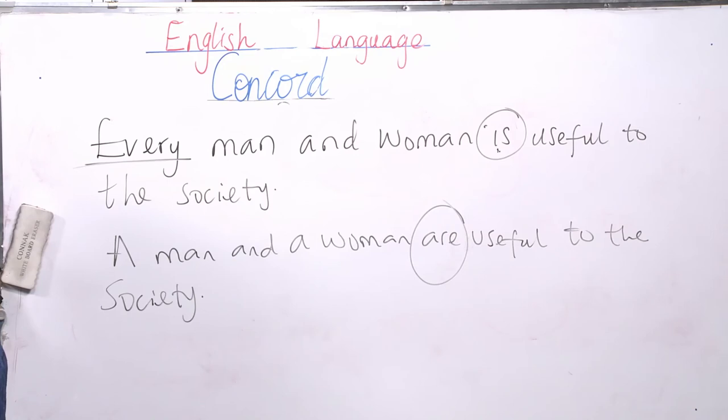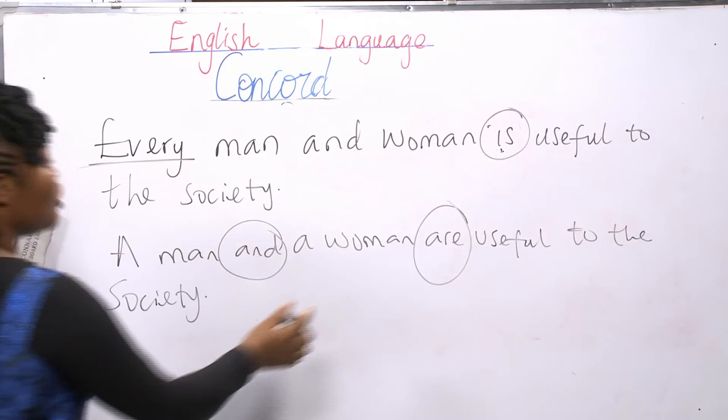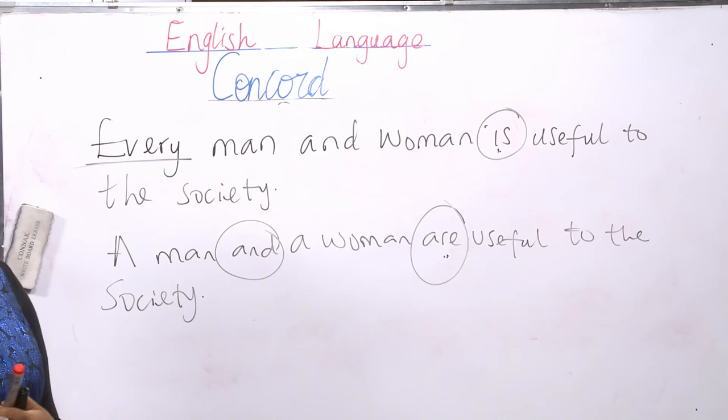But in this case where there is no every, a man and a woman are just joined together by and, then we are just going to use our plural verb are useful. I hope that clarifies that.